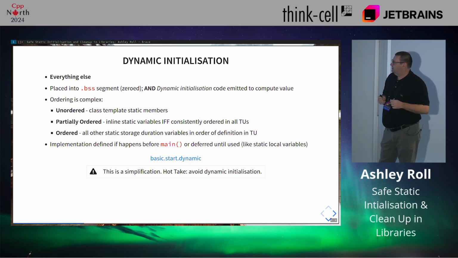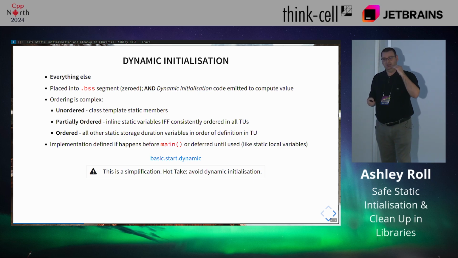Partially ordered things like inline static variables, if and only if they're always consistently initialized in order in every translation unit. Like I said, I'm trying to keep this brief because, honestly, my hot take here is make sure you don't do it, because that's what breaks everything. Right? And the other stage is ordering. We can rely on ordering of static variables within a translation unit. So they happen in declaration order. And we'll see why that happens in a minute.